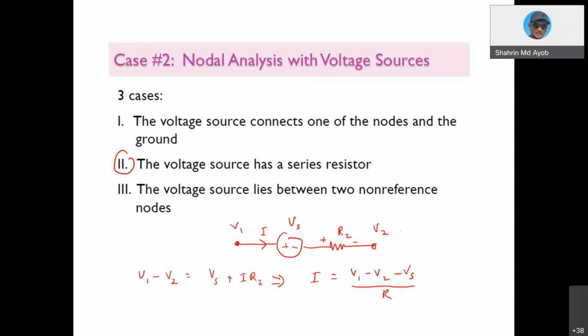You need to have a branch current. Same case if, for example, the polarity is reversed, it doesn't matter. If this one is negative and this one positive, you still have V1 minus V2, but now the current meets the negative terminal first, so negative Vs. So your I becomes V1 minus V2 plus Vs over the resistor.